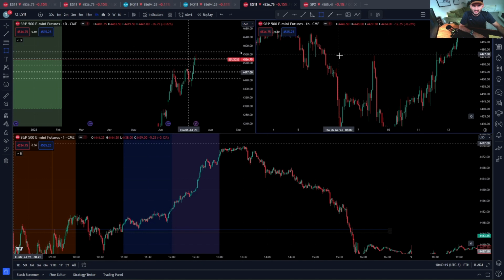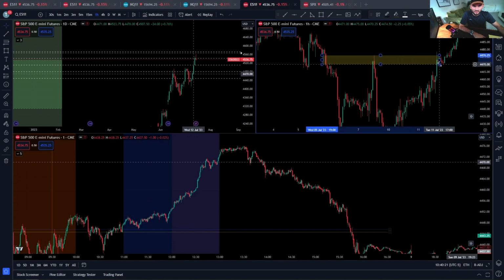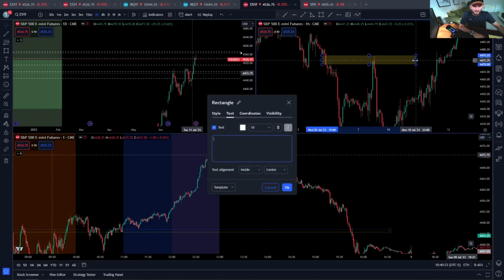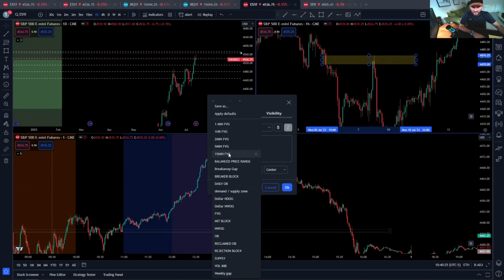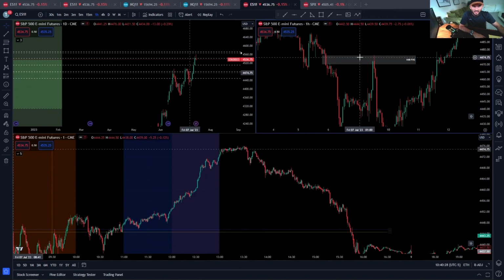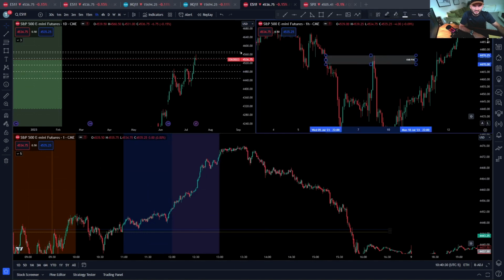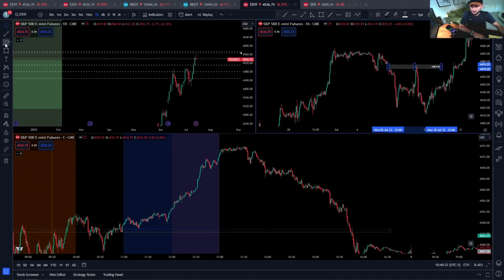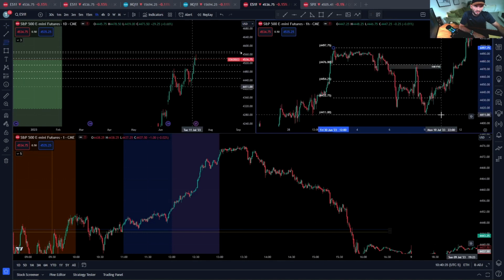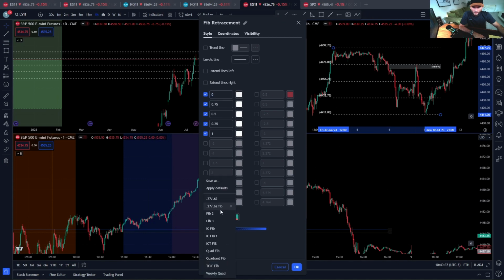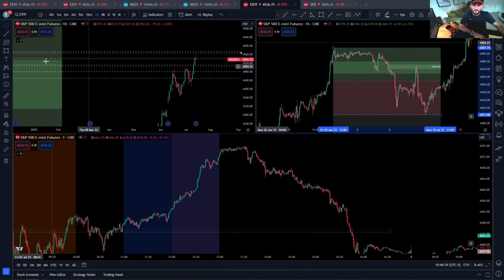And on the hourly, what had we done? Well, we had this 1 hour fair value gap that had been filled, right? Inside of this premium.